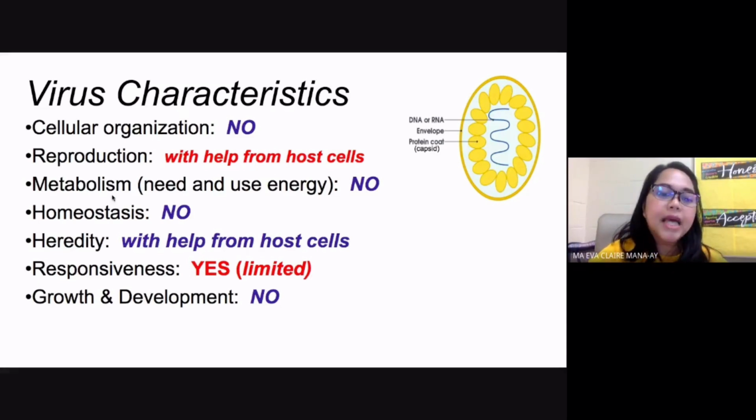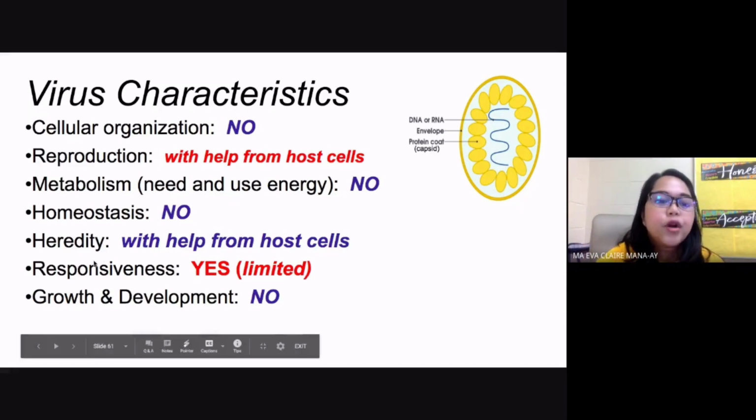Now, for metabolism, again, it does not use any amount of energy. It has no use of energy because it actually has no organelles. There's no use for any of the energy for your virus. Also, homeostasis, there's no homeostasis because there's no organelles. Heredity, it still would need the help of your host cells. You've seen that in the two stages of your viral cycle a while ago. For it to replicate, it should be inside your host cell, and in your lysogenic stage, that longer stage, your viral DNA or RNA is actually incorporated with your host cell's DNA.